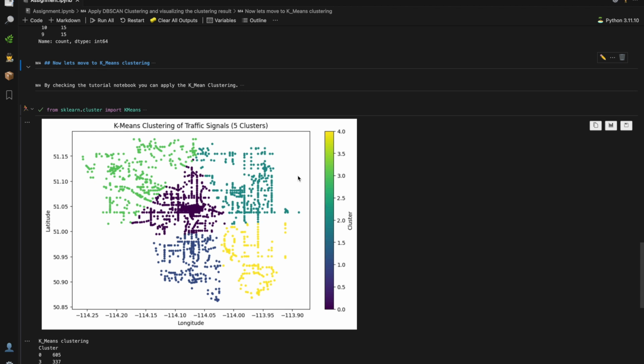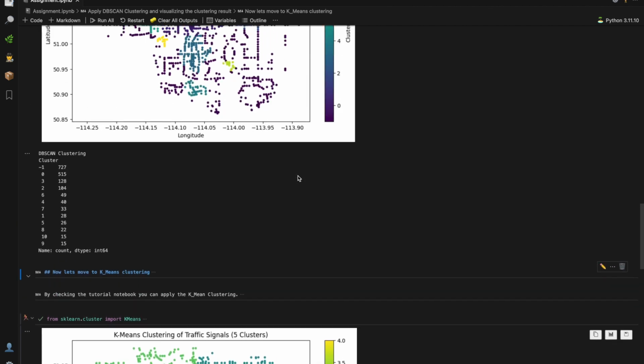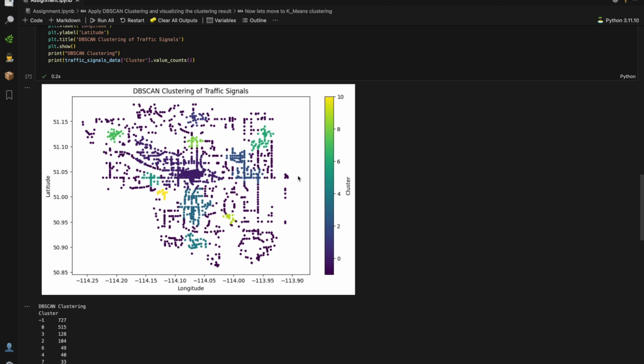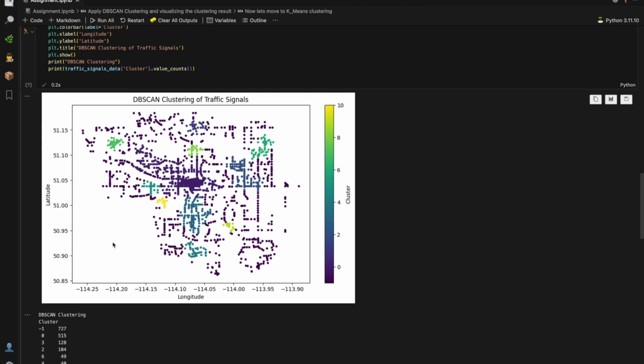Practical implications. I'll discuss how these clustering techniques can be applied in real-world scenarios, particularly in urban planning and traffic management. For instance, identifying high-density clusters of traffic signals can help in optimizing signal timing and placement to improve traffic flow and reduce congestion.